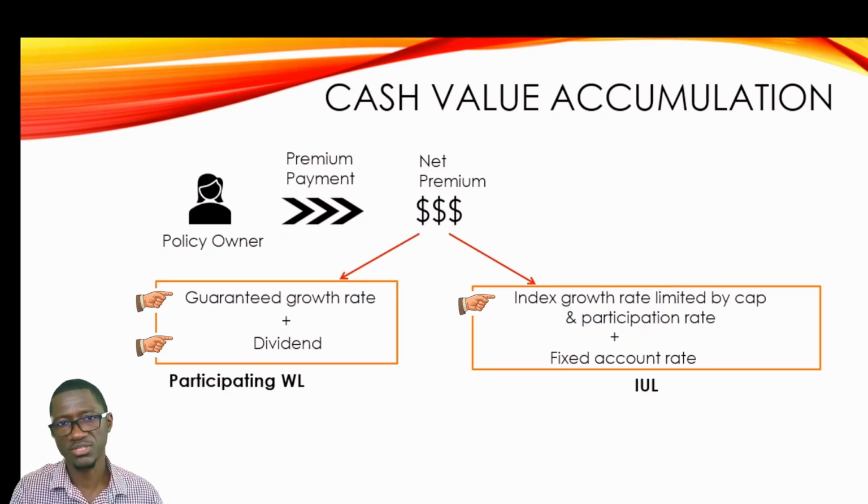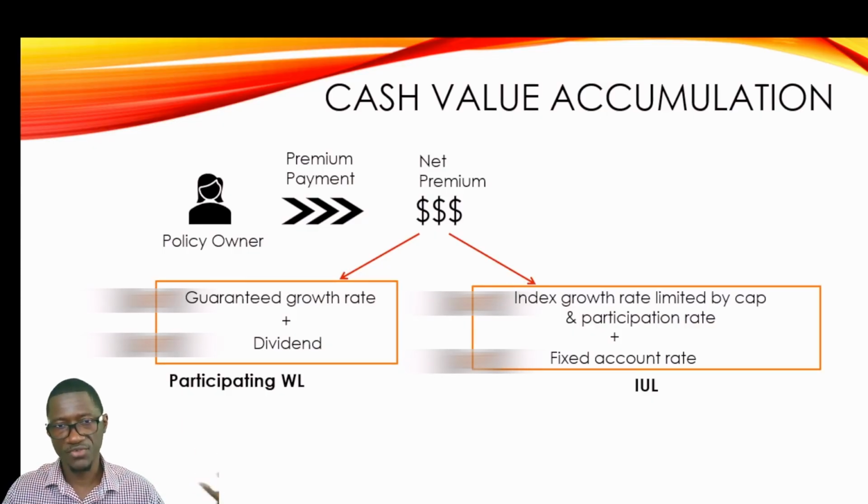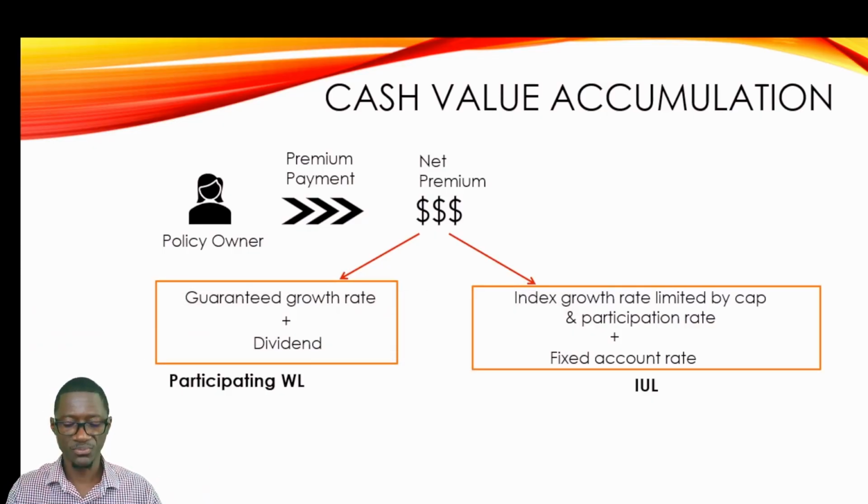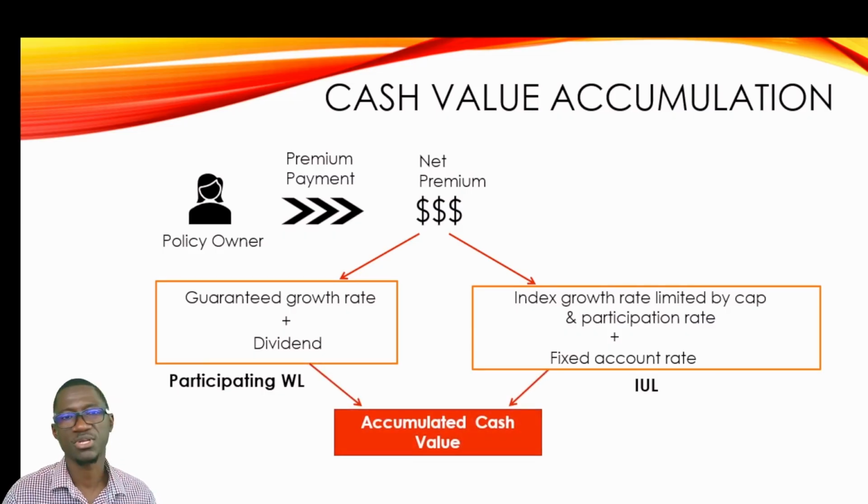In addition to the growth that you get out of the index, you also have the fixed account. The fixed account typically allows you to grow your cash at a rate that you will know, and the insurance company can change that rate every year. So now that you have your different vehicles that allow your cash to grow, you get to the accumulated cash. The question becomes, how do I access that cash? You have two ways. Either you go through a loan or you go through a withdrawal.